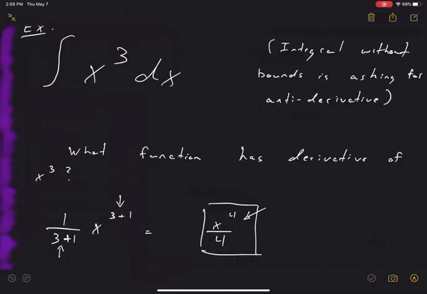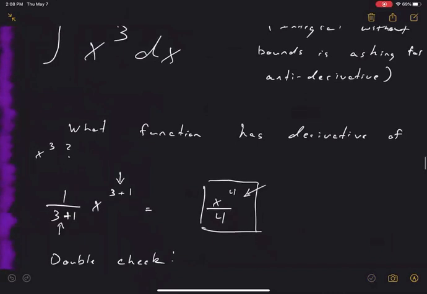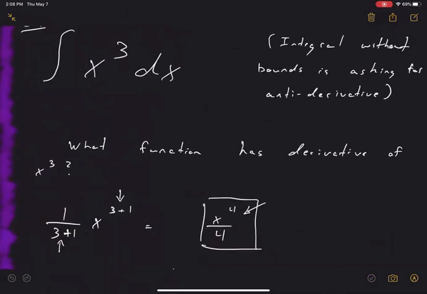But let's go back to our document now. So let's apply this rule to our x cubed. Okay, so what am I going to do? I'm going to add 1 to 3. 3 plus 1 is going to be 4. Then I'm going to divide by that same 3 plus 1. And I end up with x to the 4th over 4.